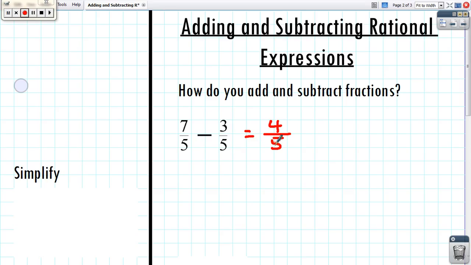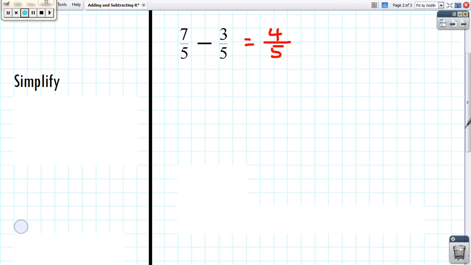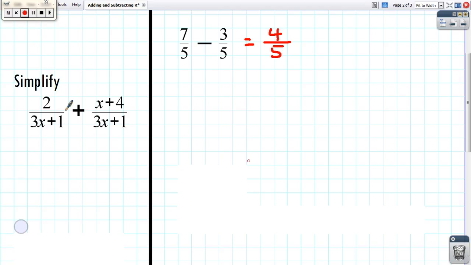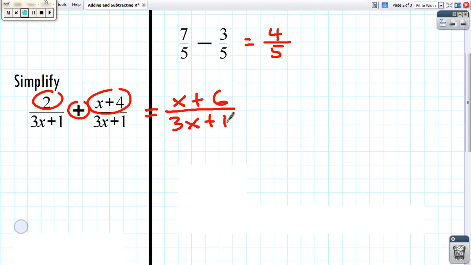So our only job today is to take this one step further with rational expressions, like this problem. In this case, I've got 2 over 3x plus 1 plus x plus 4 over 3x plus 1. Now here, just like in our problem, the denominators are the same. So all we have to do is say, okay, I've got 2 plus x plus 4, in which case we just pay attention to the like terms. x is by itself, but 2 plus 4 are like terms. We have x plus 6, and then over our common denominator of 3x plus 1.